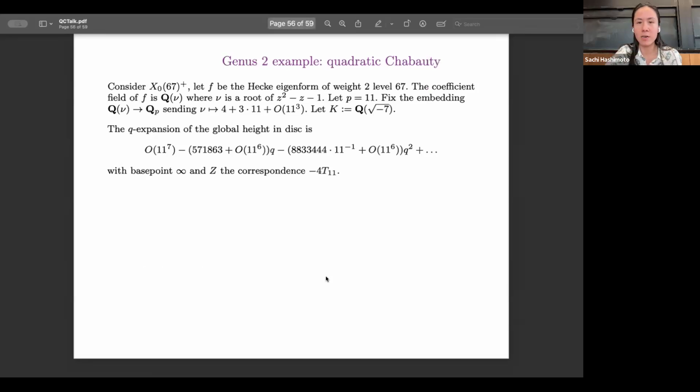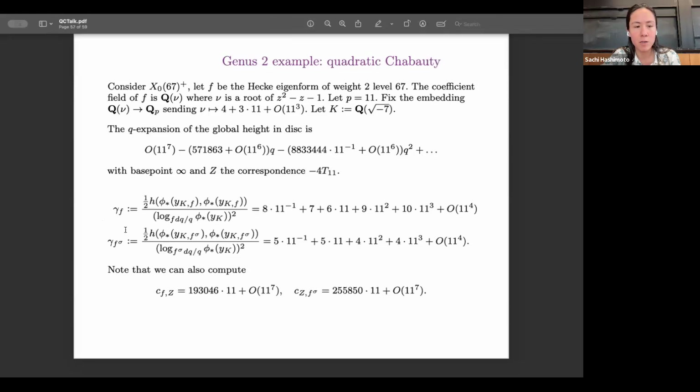And just to give you a quick example, my favorite genus 2 modular curve is X_0(67)+. Here the coefficient field is Q(sqrt 5), and this is one way of writing sqrt 5, and I've let p equal 11. I'm going to fix this embedding into the 11-adic numbers. And here's the imaginary quadratic field that I've picked for my Heegner point. We can write down the Q expansion from the previous slide. It looks like this. And this comes from base point infinity and the correspondence -4T_11.